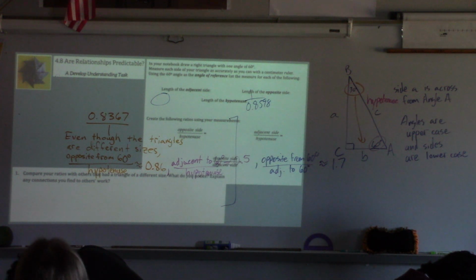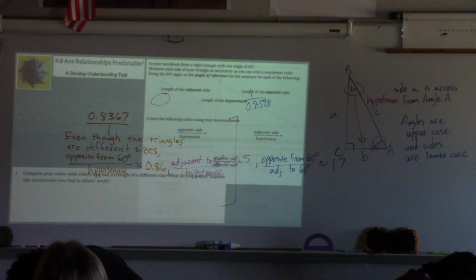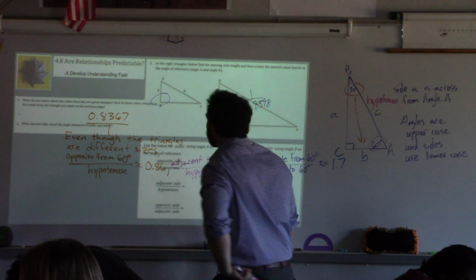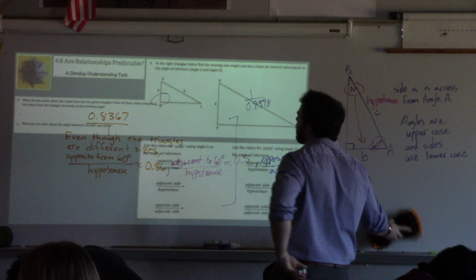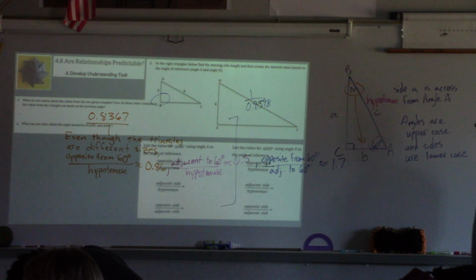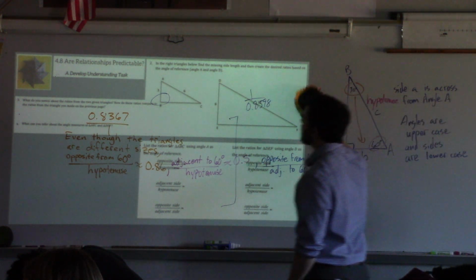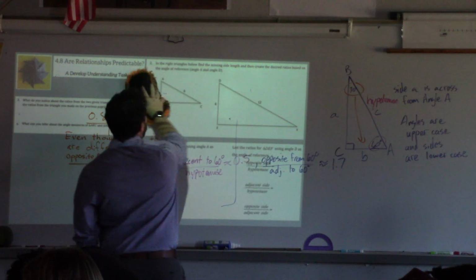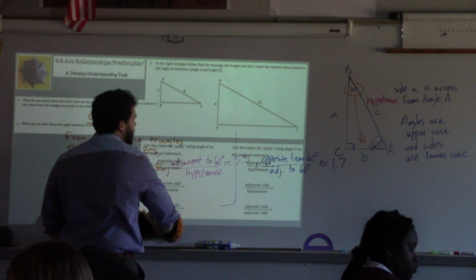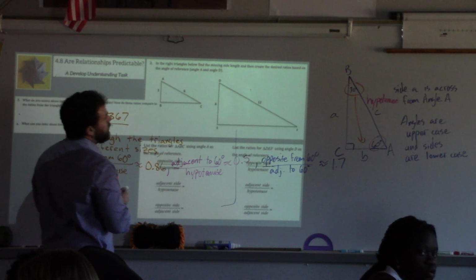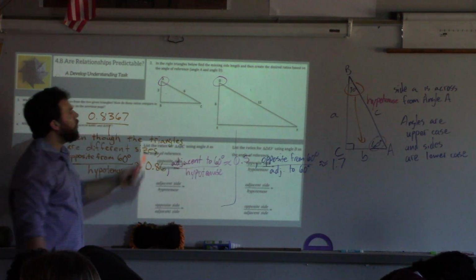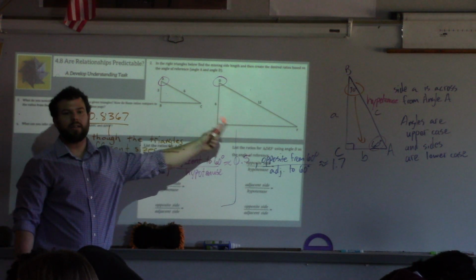Okay. From there, let's look at this. Number 2 says, in the right triangles below, find the missing side length and then create the desired ratios based on the angle of reference, angle A and angle D. So two quick things. Angle A is here, angle D is here. How can you find the missing side lengths?